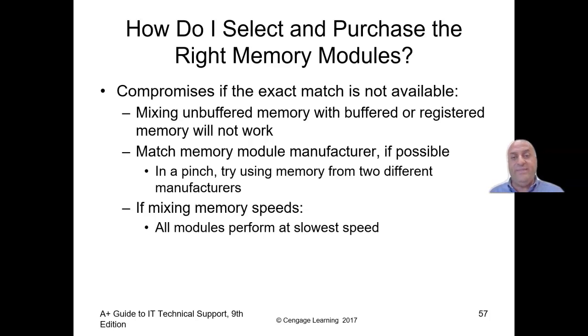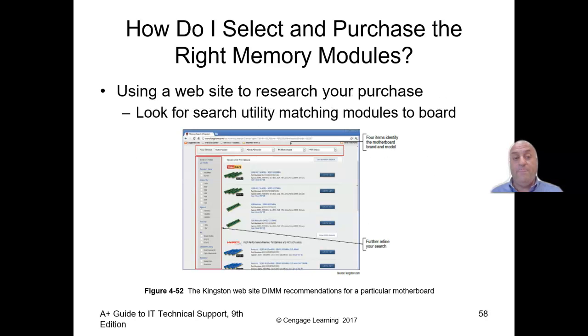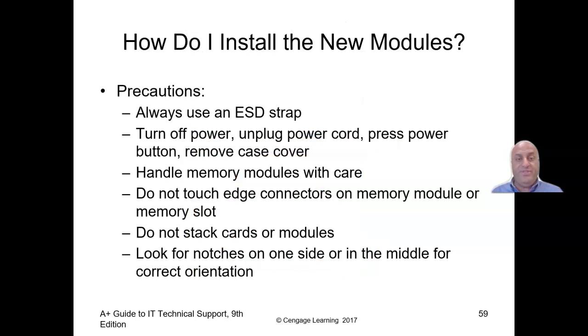Also, how do you select and purchase the right modules for me? Match memory modules by manufacturer if possible. If mixing memory speeds, all modules perform at the slower speed. For example, if there is mixing of memory speeding at 64 and memory at 32, both of them are going to run at 32. So use a website search or purchase catalog search utility for matching and the best memory. For example, this kind of website shows you different types of information about memory. You need to do some research.